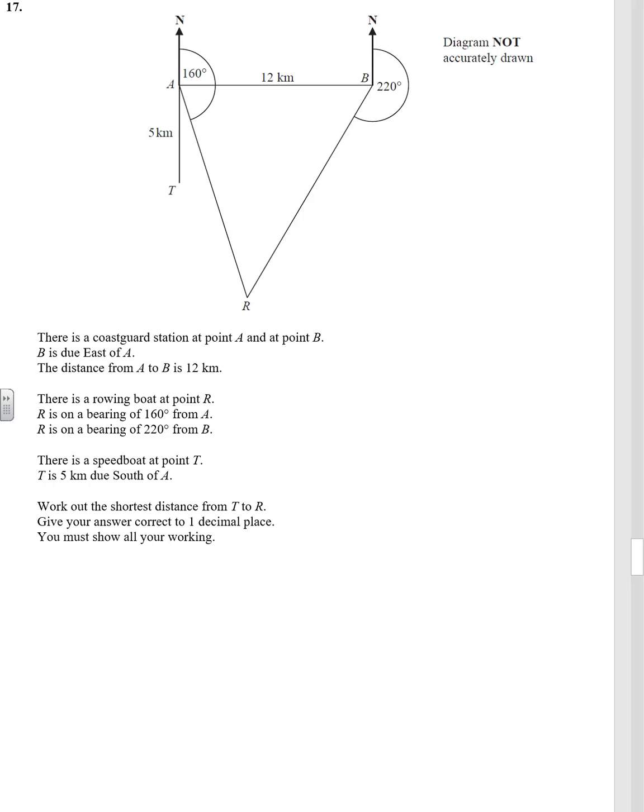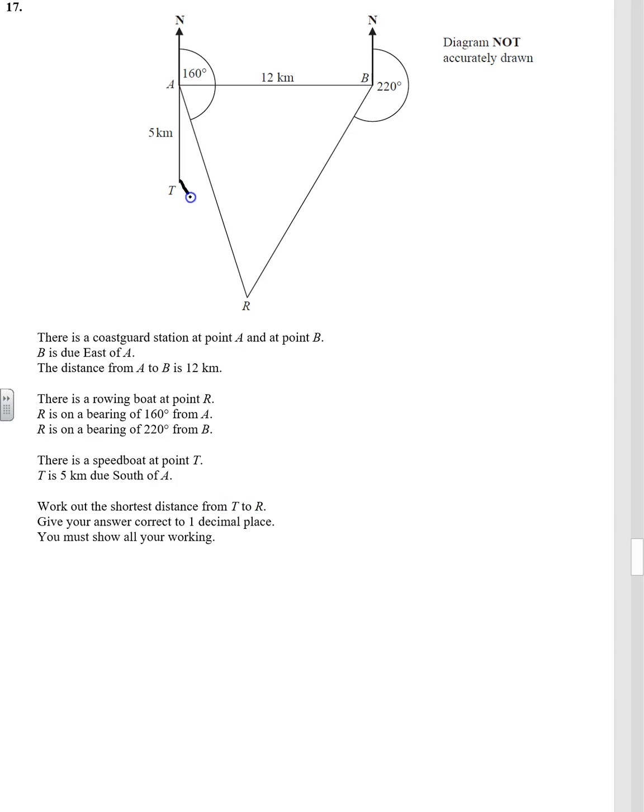Question 17, we've got a Coast Guard station at point A, and point B is due east of A. Okay, so that's straight across, and that's the 160 degrees. A rowing boat is at point R on a bearing of 160 degrees, 220 degrees. There's a speedboat at T, which is 5k due south of A. Right, okay, work out the shortest distance TR.